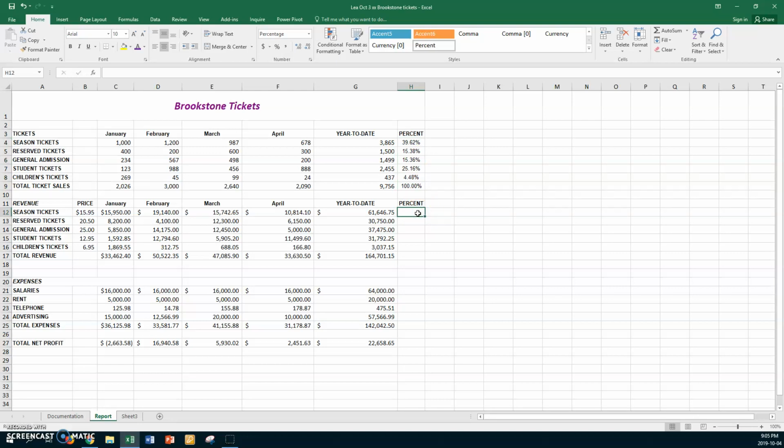All right, now this is the revenue. How much money did you sell the tickets for? The money that they brought in. And remember, it was $15.95, $20.50, $25, $12.95, and $6.95 for each of the tickets. All right, so what percent now equals, here's the revenue from season tickets as compared to, means divide, the total revenue, and the total revenue has to be absolute. So on the season tickets, the revenue was 37% at this point in time. Drag down, and again we want 2 decimal places, 37.43, 18.67 for reserved tickets, and so on.